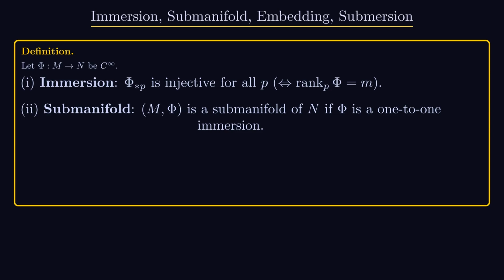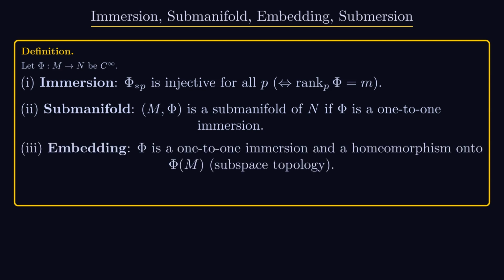2. We call the pair (M, φ) a submanifold of N if φ is a one-to-one immersion. That is, an immersion that is also injective as a set map, so its image does not self-intersect. 3. We call φ an embedding if it is a one-to-one immersion that is additionally a homeomorphism onto its image equipped with the subspace topology inherited from N. This condition rules out the self-intersecting pathology we will see in a moment.